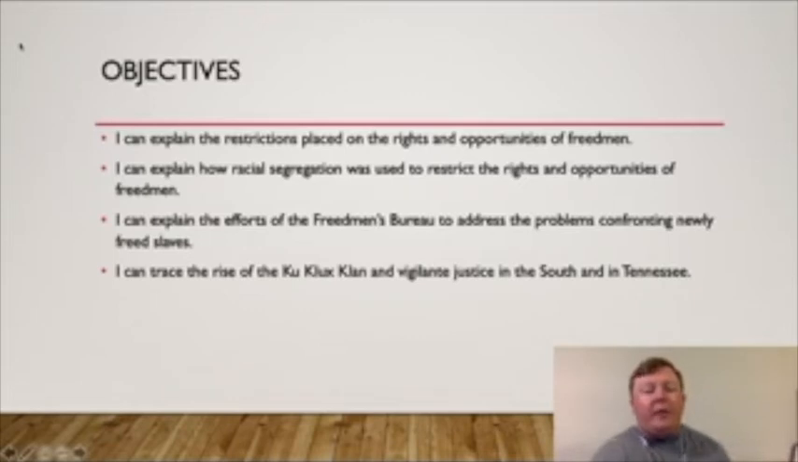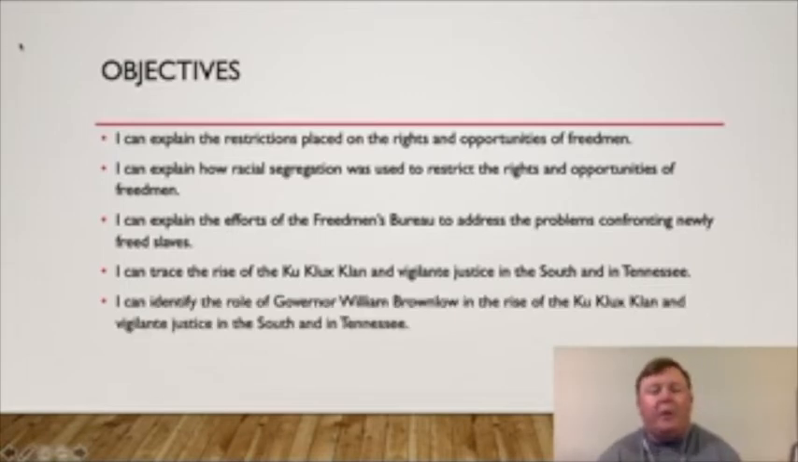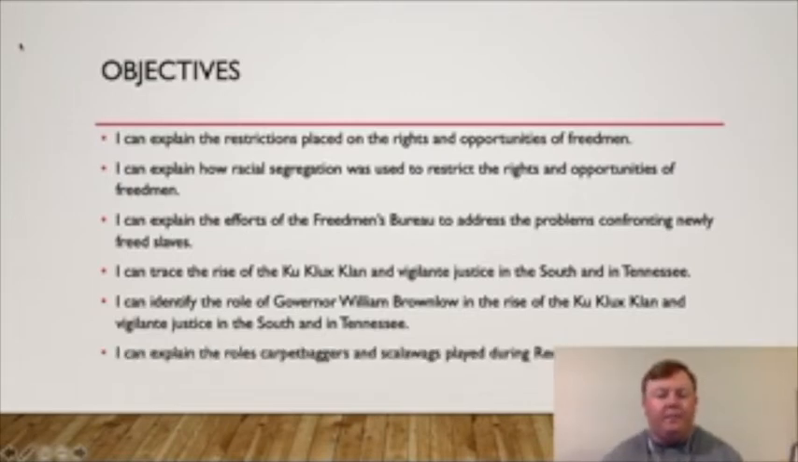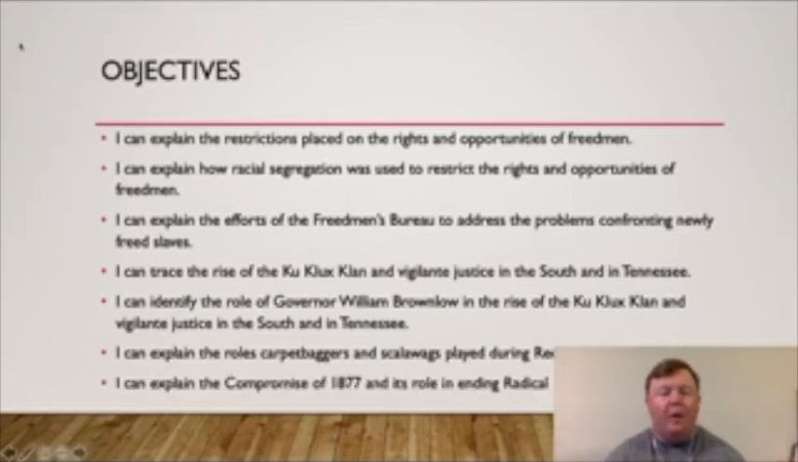We'll be able to trace the rise of the Ku Klux Klan and vigilante justice in the South and in Tennessee. We'll be able to identify the role of Governor William Brownlow in the rise of the Ku Klux Klan and vigilante justice in the South and in Tennessee. We'll be able to explain the roles carpetbaggers and scallywags played during Reconstruction. And finally, we'll be able to explain the Compromise of 1877 and its role in ending radical Reconstruction. So let's go ahead and get started.